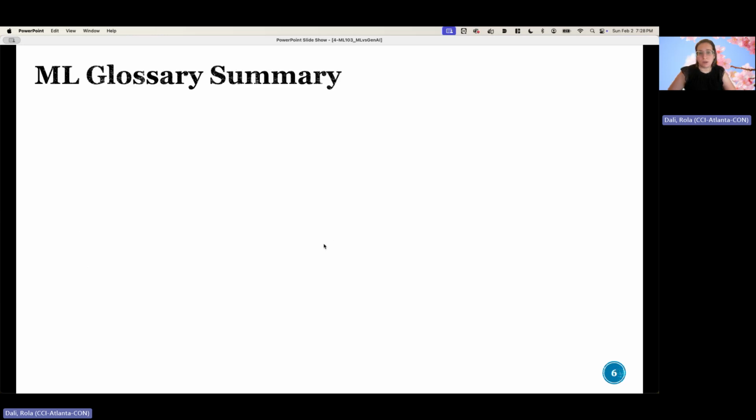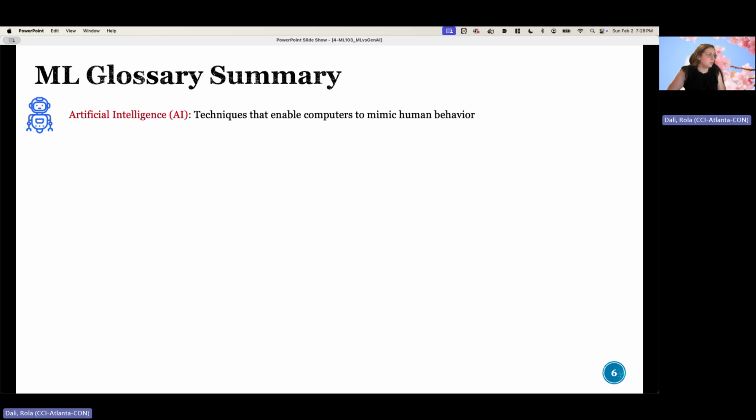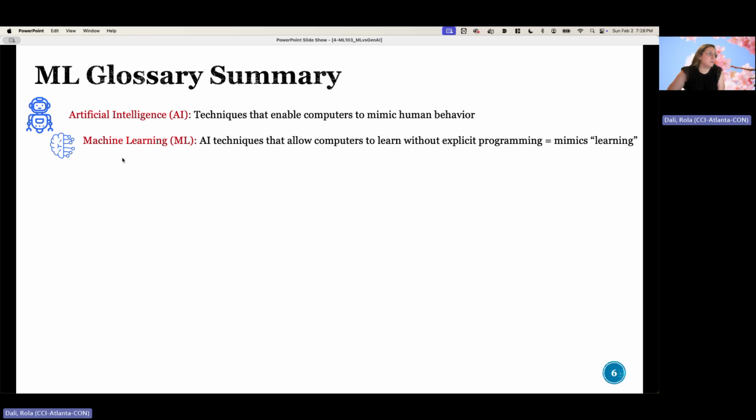Okay, so again, I'll go through terminology or a glossary. Some of it might seem abstract. We're going to talk a lot about these things in detail, but these are things we hear about. So again, we talked about artificial intelligence in one of the lectures. It's techniques that enable computers to mimic human behavior. ML, or machine learning, is a subset of that. So it is techniques that allow computers to learn without explicit programming. So they're mimicking the learning side of humans.